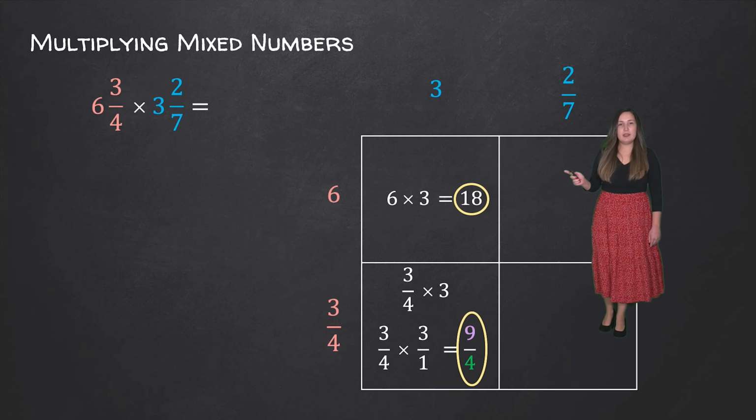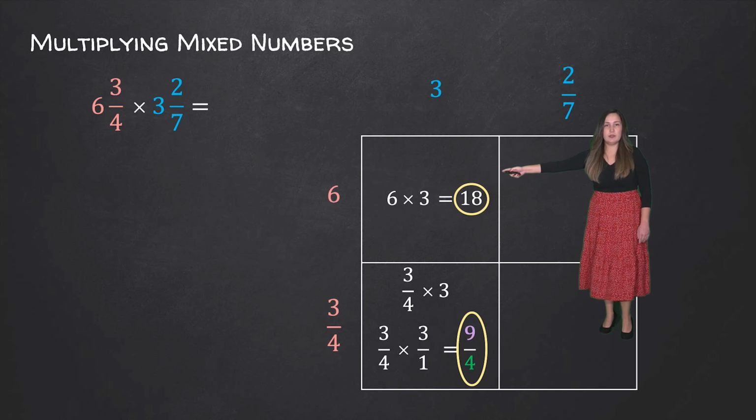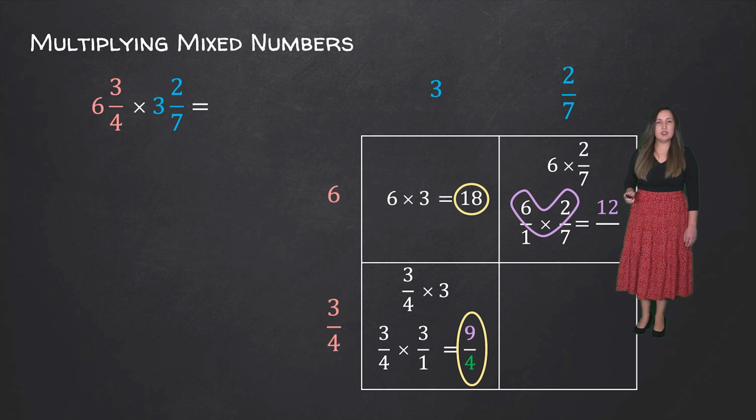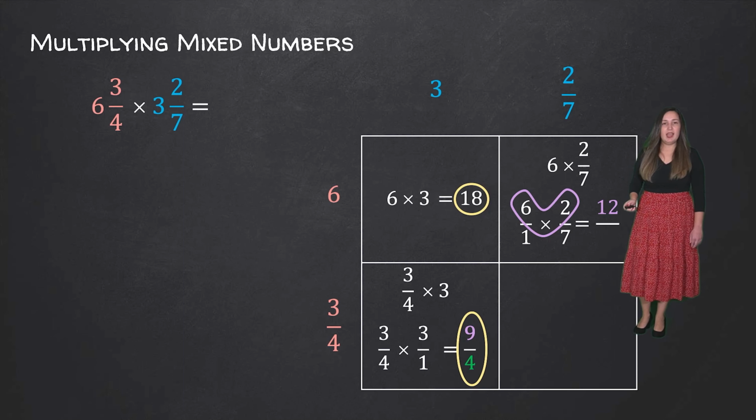In this box, we're going to have 6 times 2/7. But before we do that, let's write 6 in fraction form. So we have 6/1 times 2/7. 6 times 2 is equal to 12. And 1 times 7 is equal to 7. And here we have our final answer for this box.